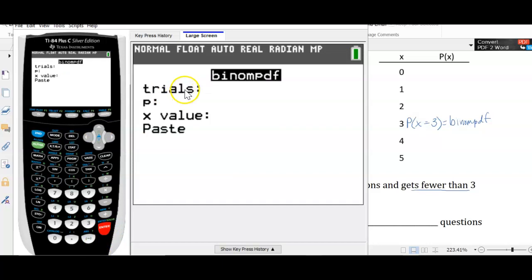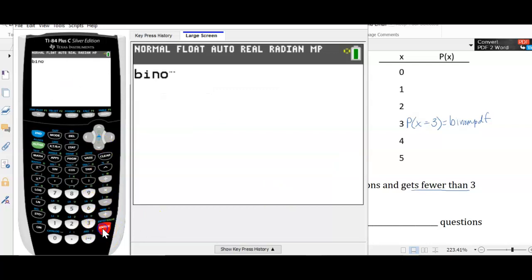Okay, our number of trials is how many problems do we have? We have 5. The probability of success is my p, that's 0.25. The x value is how many we're going to get right, and here we want to know that it's exactly 3 correct.